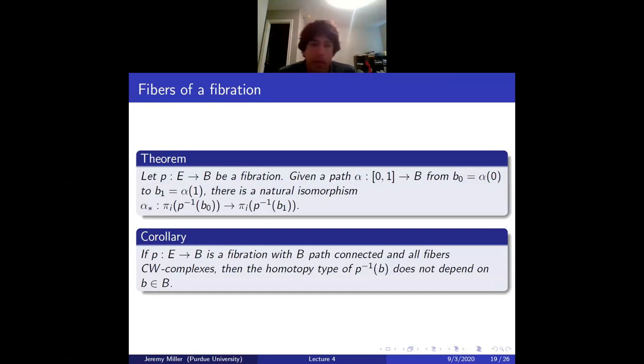The way you prove the corollary is you use Whitehead's theorem, which says that if you have a map that induces an isomorphism on homotopy groups, then the map is a homotopy equivalence.